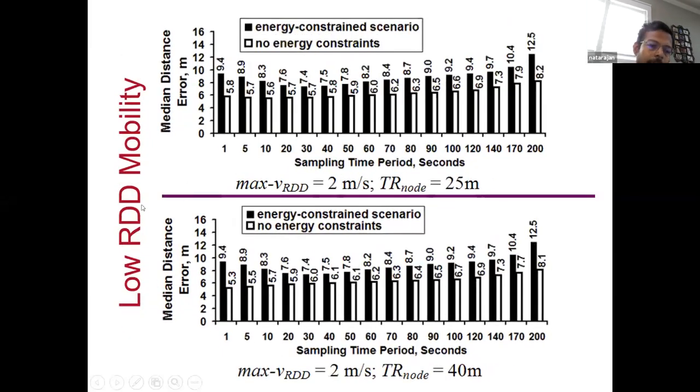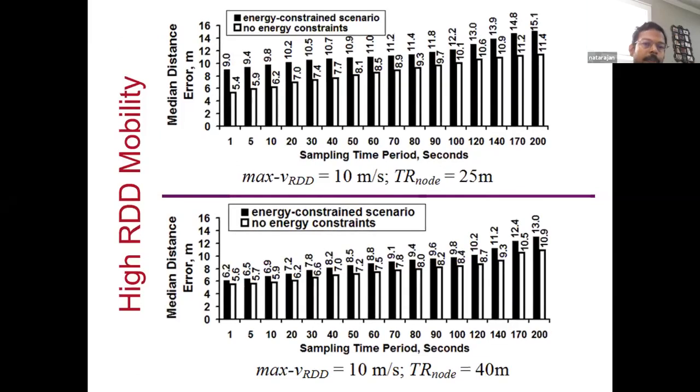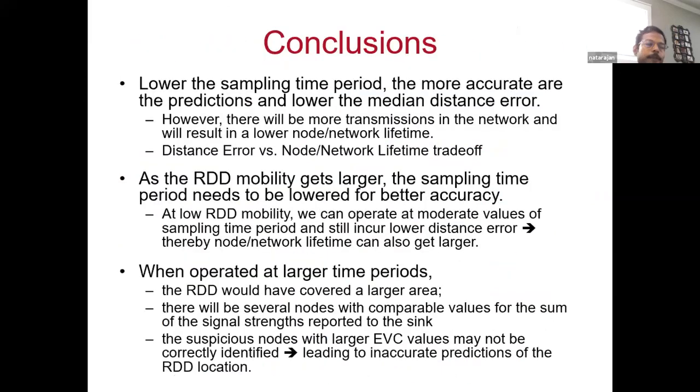If the RDD is moving slowly and you fix everything else, say the transmission range, and the energy constraint or no energy constraint scenario, you're going to observe that the median distance error is going to be smaller if the RDD is moving slowly. If the RDD is moving faster, especially if the sampling time period is larger, the median distance error is also going to be larger. So that's putting everything together. You see a lot of trade-offs, and this sensor network or ad hoc network area is full of trade-offs. You design a protocol, you cannot optimize everything at the same time.